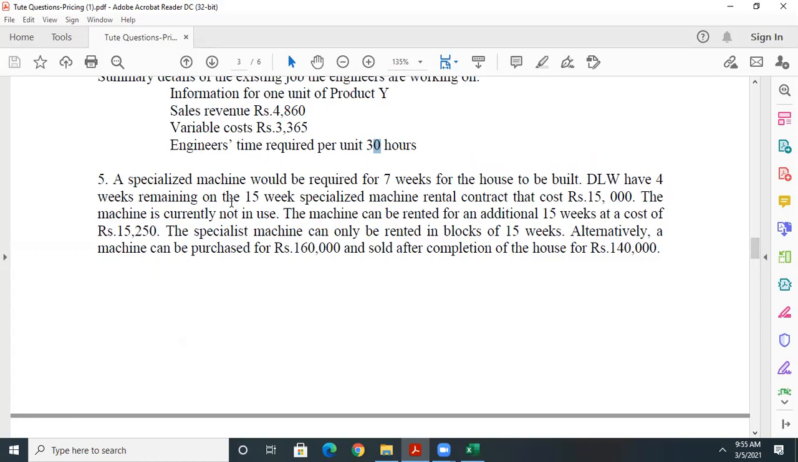DLW has 4 weeks remaining on the 15-week specialized machine rental contract that cost rupees 15,000.